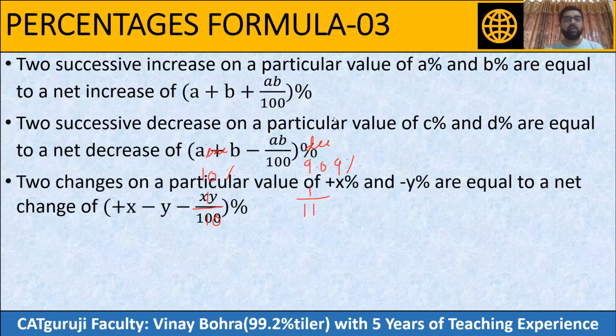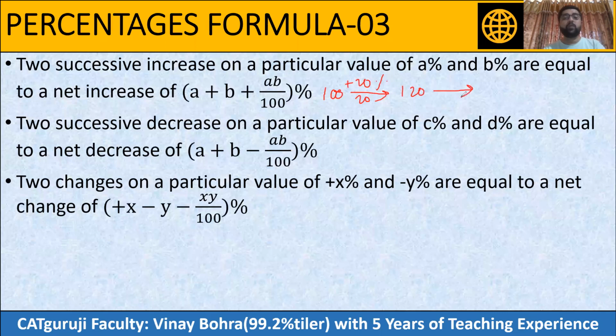The next formula: two successive increments of A% and B% will always equal a net increment of A plus B plus AB by 100 percent. I'll give you one example for that. Let's suppose you have 100 rupees with you. This 100 is increased by 20%. So this 20% increment is an increment of 20 rupees only. So that will give you 120 rupees.